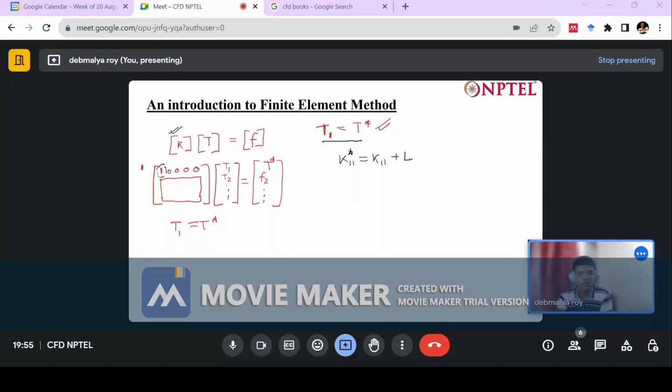So yes, I can replace this like this, and I can also replace this F1, whatever the F1 was.